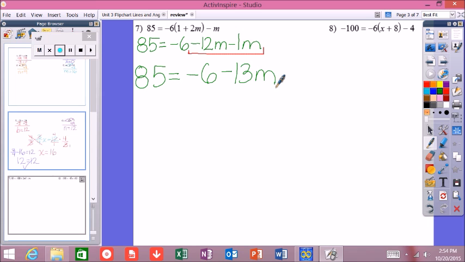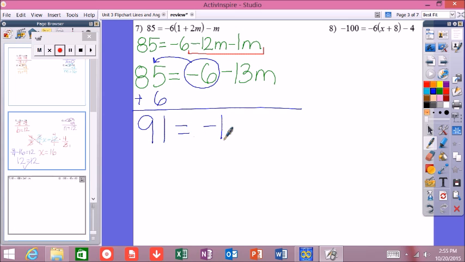Our goal now is to isolate the m. So I'm going to ignore that term and look at the very beginning. There is a minus 6. I'm going to take minus 6 and I'm going to move it over to the left by adding 6. Addition property of equality. 85 plus 6 is 91 equals negative 13m. Do not forget to bring that negative sign down with your 13. The final step to solve for m, the opposite of multiplying it by negative 13, is dividing by negative 13.